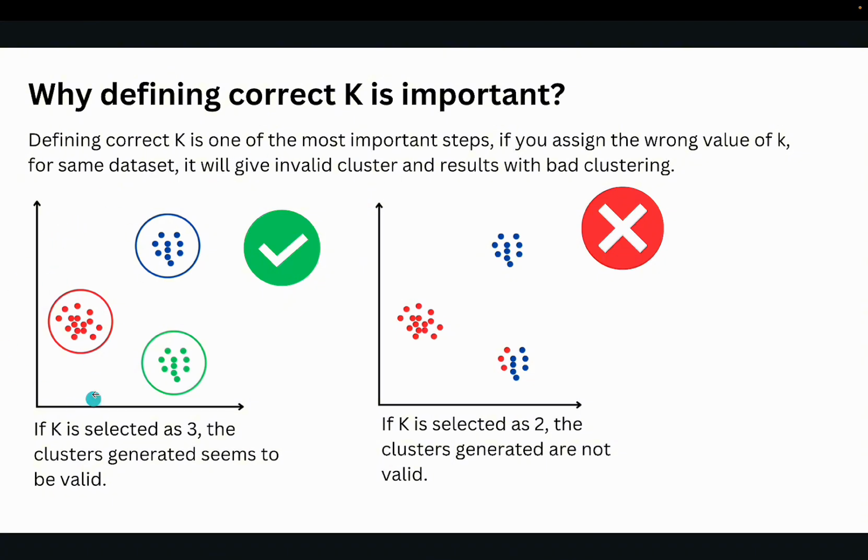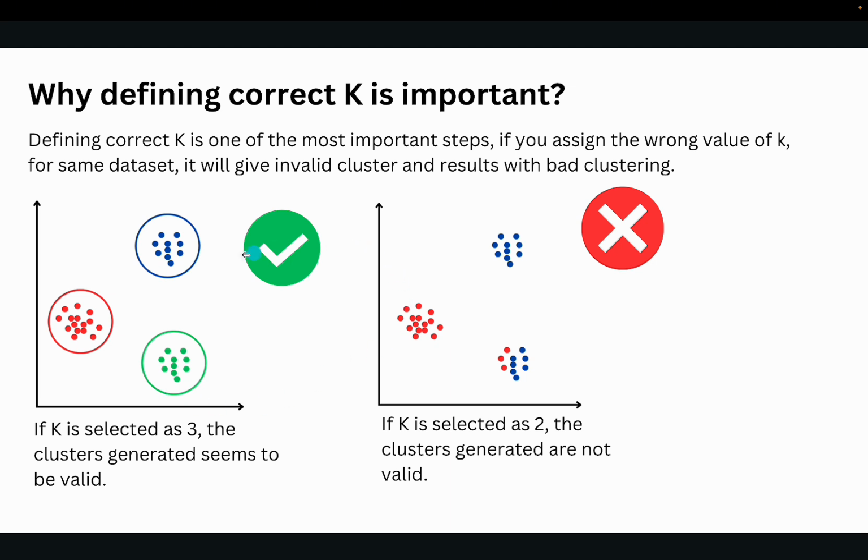As you can see from the example I have shown, there is one dataset in which we can see three distinct clusters. We can see this one, this one, this one. If we select the value of k equals 3, then the clusters generated by the k-means algorithm seem to be valid because they match what we see with our naked eyes.